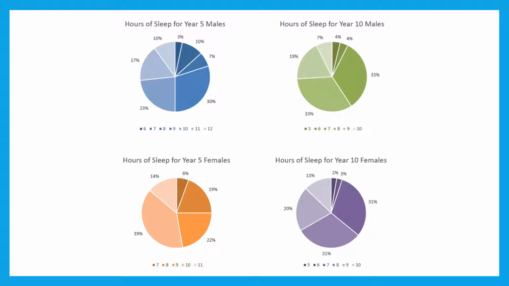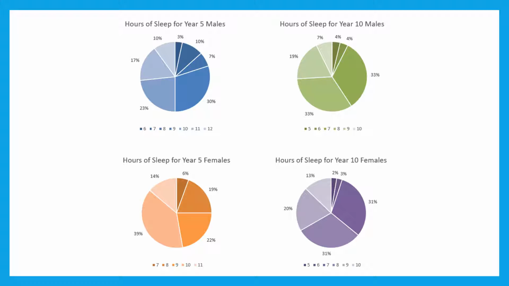The 4 sector graphs display the hours of sleep proportions that students receive. For the Year 5 males group, 30% of the group receives 9 hours of sleep, which is the highest proportion. The Year 10 male sector graph shows that 33% of the group get 7 hours of sleep on a school night, and the other 33% receive 8 hours of sleep. The highest proportion regarding the hours of sleep for Year 5 females is 10 hours, with 39% of the group receiving this amount of sleep on a school night.